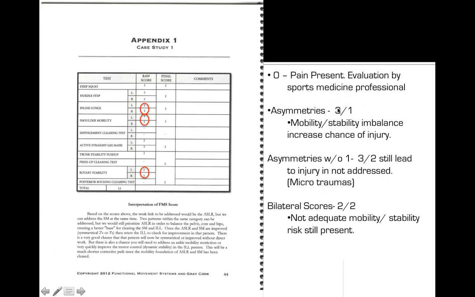As I said, asymmetries, 3 to 1, mobility, stability, and balance. This is increasing the chance of injury because now you might have muscles firing or compensation type movements that are occurring to fix and adjust for any pain or weakness they may have.